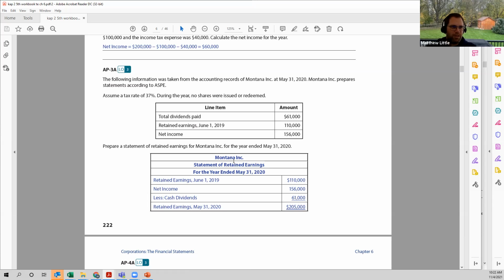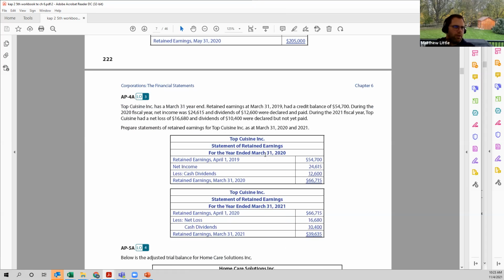So we have the statement of retained earnings. We're told the opening balance from the year prior being 110,000. We're told net income, which should be after tax, of 156. And then our cash dividends we would subtract in 61. So our closing retained earnings would be 205,000 as of May 31st, 2020. Obviously, net income is after tax. If this said net income before income taxes, well, then you would subtract the 37% accordingly.